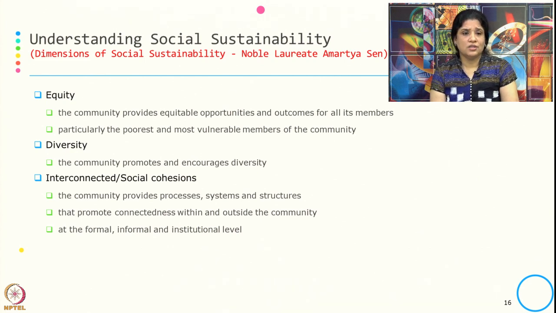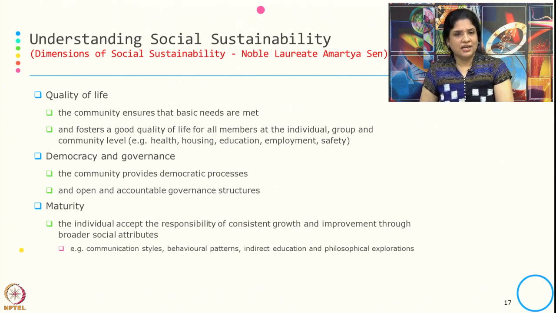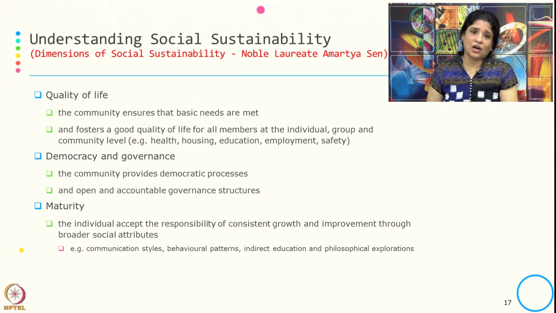Interconnected social cohesion: the community provides processes, systems and structures that promote connectedness with the outside of the community at the formal, informal and institutional level. Similarly, quality of life: the community ensures the basic needs are met to foster a good life for all its members at the individual, group and community level with respect to health, housing, education, employment and safety. These are the basic needs to lead a good quality of life.